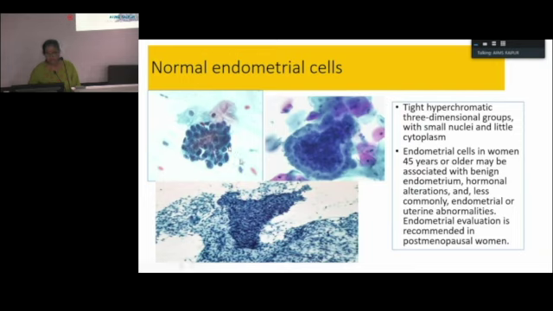So endometrial cells compared to endocervical cells, how do they look different? The normal cells are tight hyperchromatic 3-dimensional groups with small nuclei. Can you see this? This is an intermediate cell nucleus. So this is almost the same size as the intermediate cell nucleus, slightly smaller than that. Hyperchromatic, and if this similar picture is seen along with some spindled elements which represent endometrial stroma in a more than 45-year age group, then you have to do endometrial sampling.